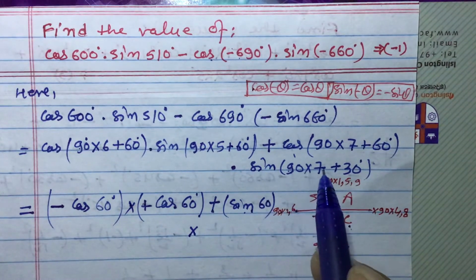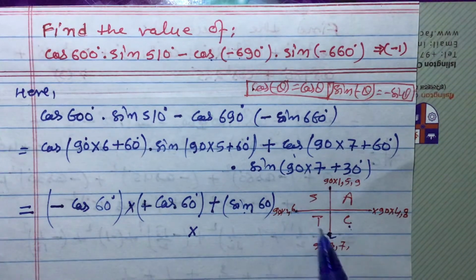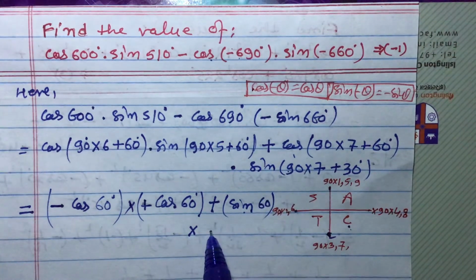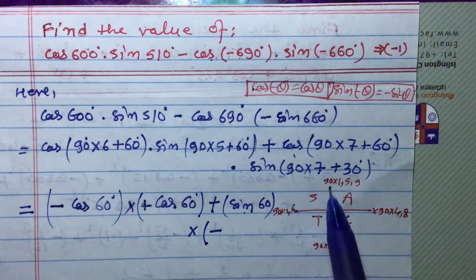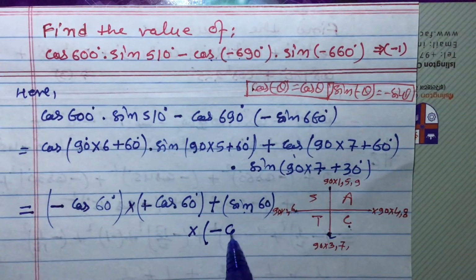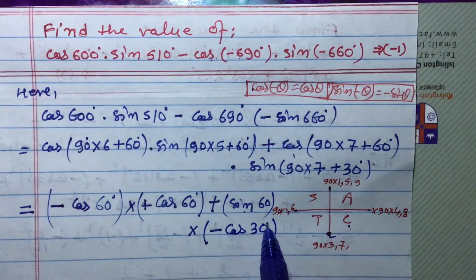Sine 90 times 7 plus 30. 90 times 7 means 90 times 1, 2, 3, 4, 5, 6, 7 here. 90 times 7 here. Plus 30 lies in the fourth quadrant. So in the fourth quadrant, sine is negative. Minus. So bracket, see, minus. Now 7 means it lies in the y-axis. In the y-axis, the ratio will change, sine will change into cos. And then this one, 30 degree, 30 as it is, we will put like this.